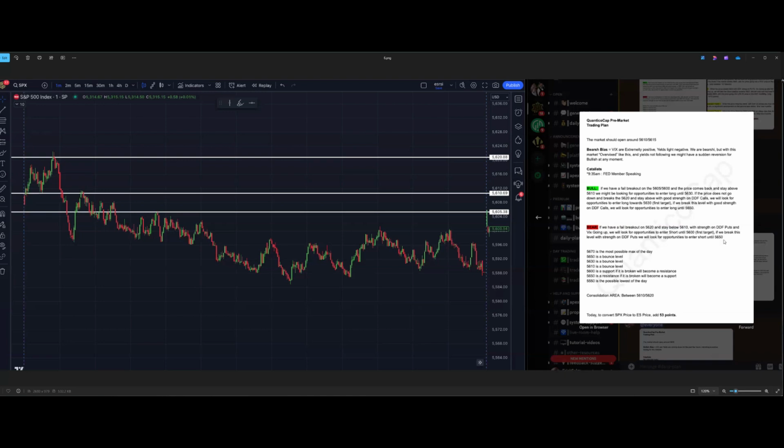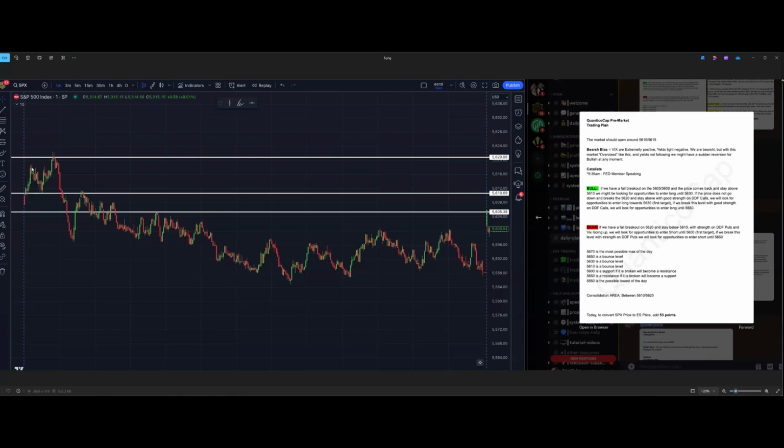Now, I can say this right here was a typo. It was supposed to be 55.95, but that's okay. We'll just disregard this for now. We'll just stick with the first target. So let's see what happened during the day.